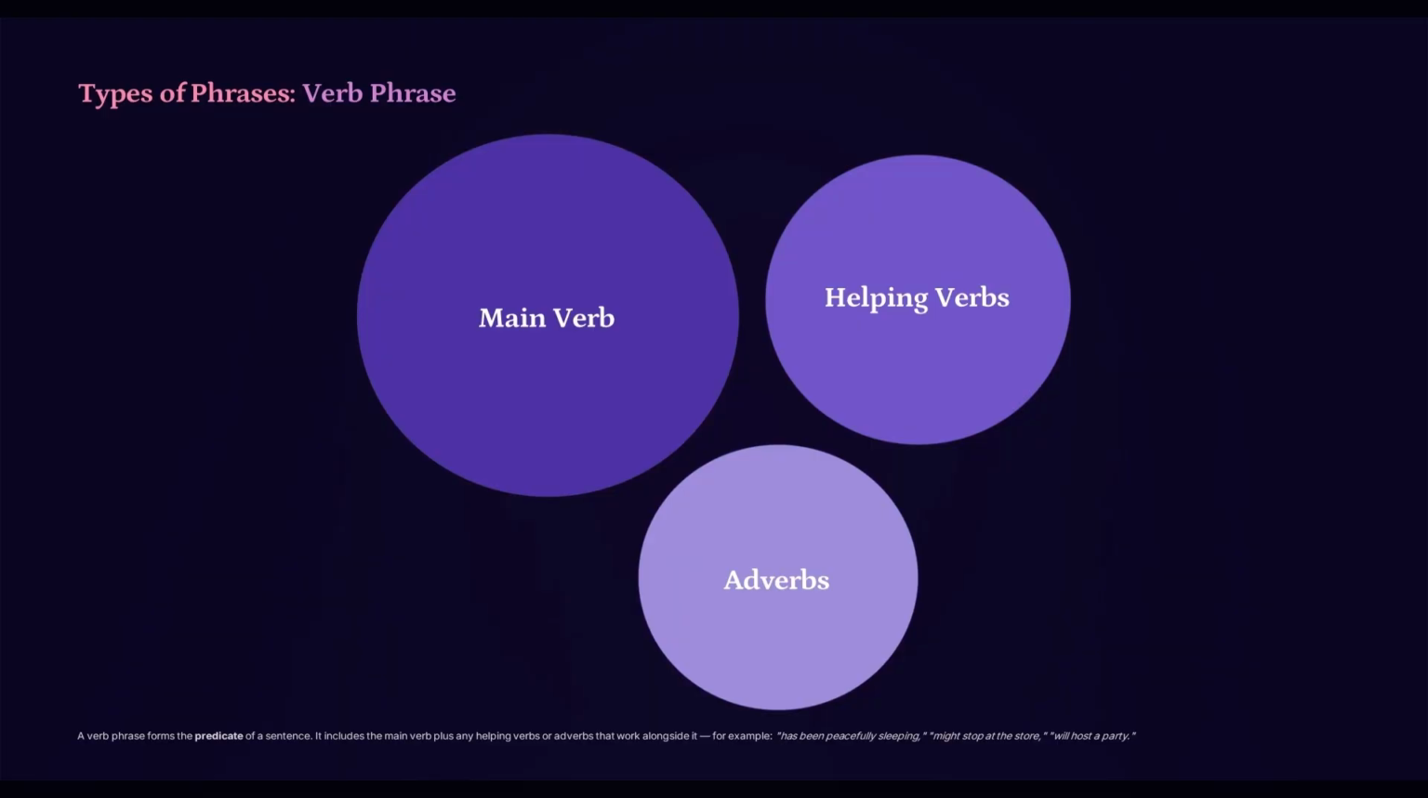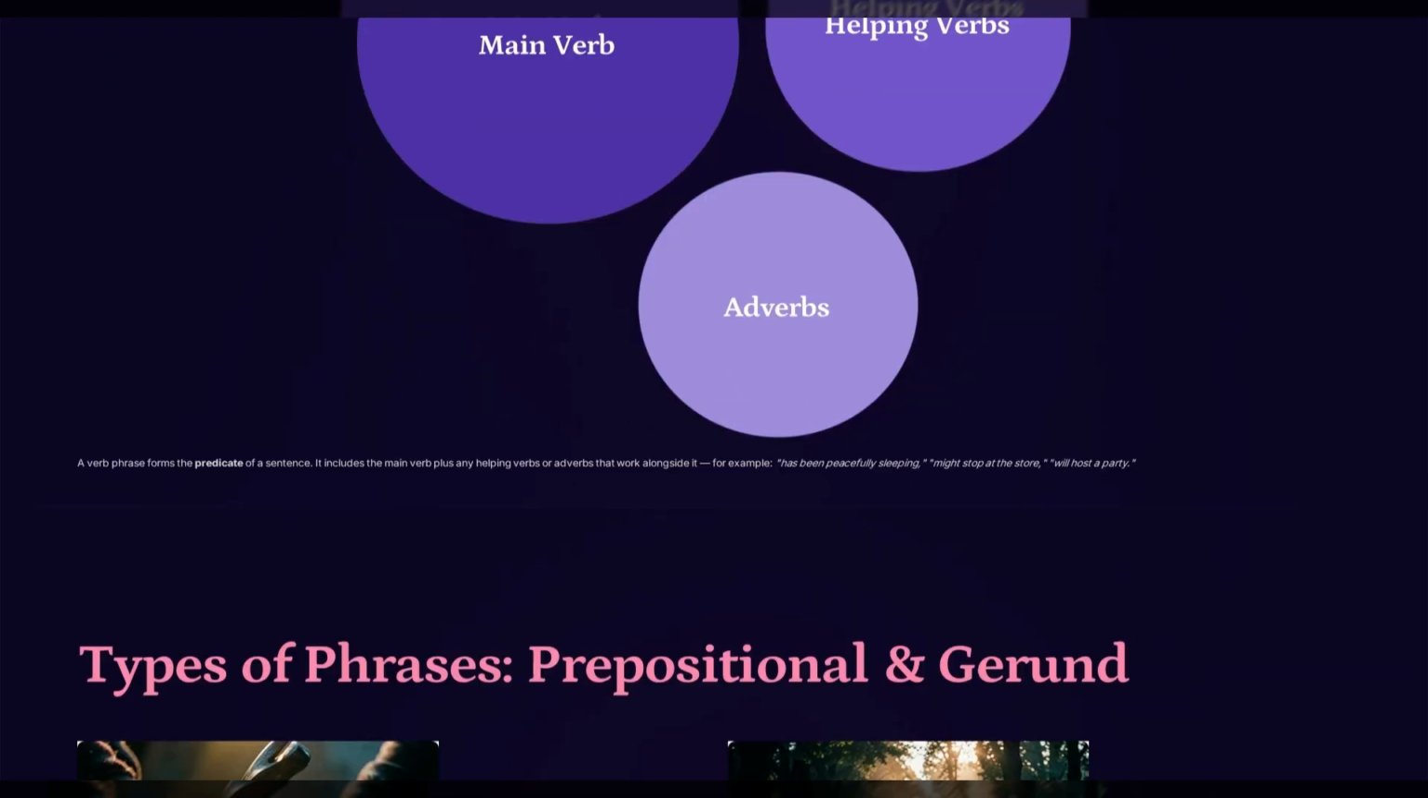Types of phrases. Verb phrase: main verb, helping verbs, adverbs. A verb phrase forms the predicate of a sentence. It includes the main verb plus any helping verbs or adverbs that work alongside it. For example, has been peacefully sleeping, might stop at the store, will host a party.